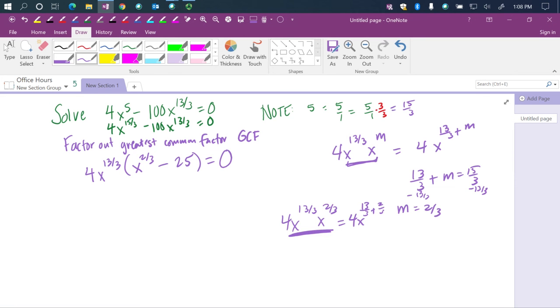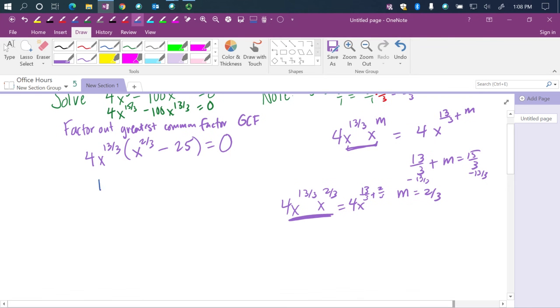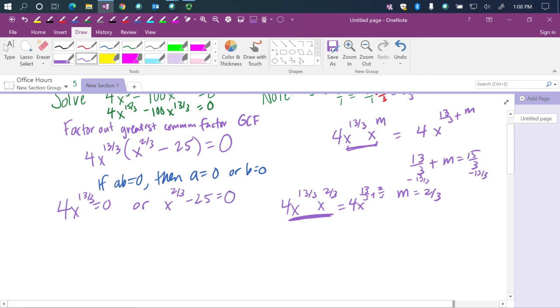Okay, then we're going to remember that we have this zero factor theorem. If a times b is 0, then one of the pieces is 0. Either a is 0 or b is 0. So 4x^(13/3) = 0, or x^(2/3) - 25 = 0. If we solve this first one, we can divide both sides by 4. So x^(13/3) = 0. Well, but keep in mind, 0 to any non-zero power is still 0.